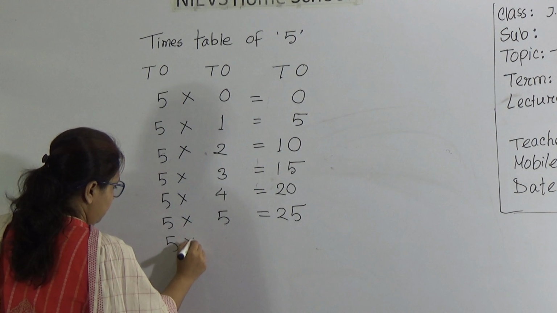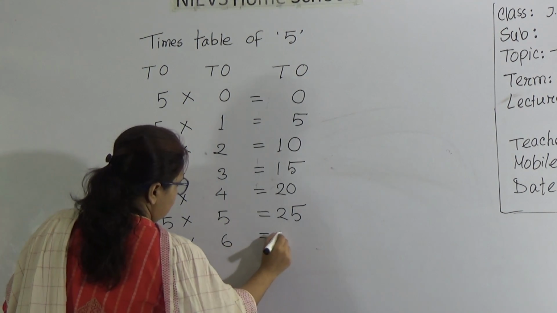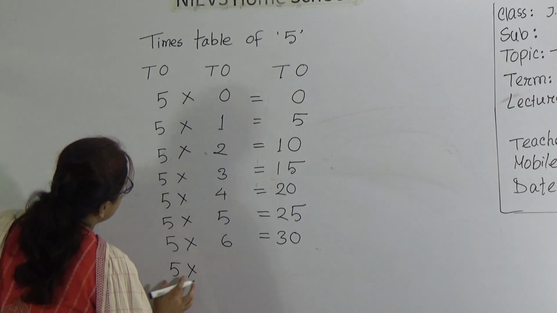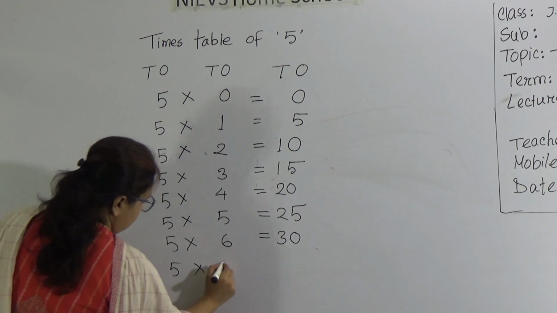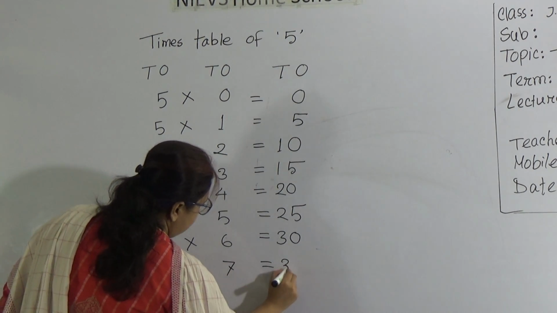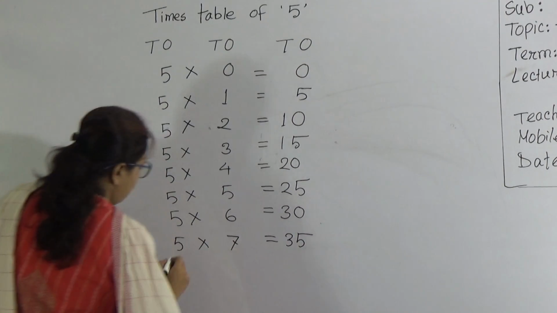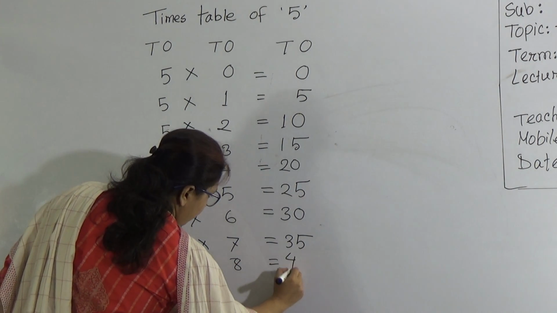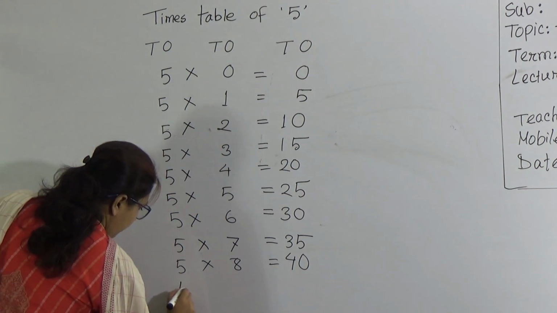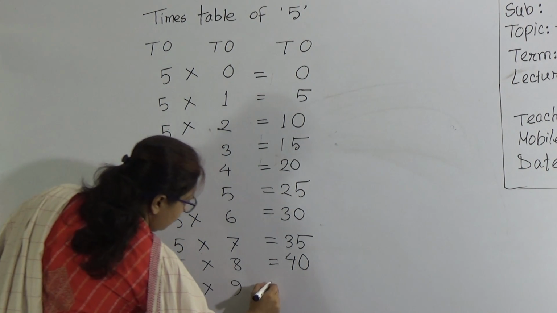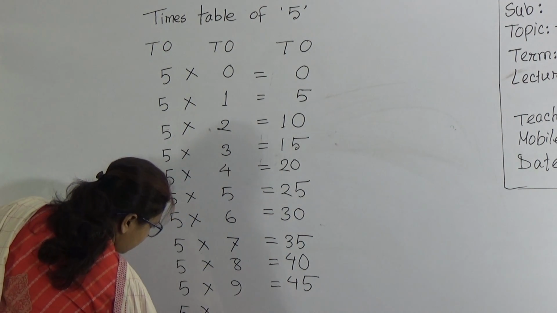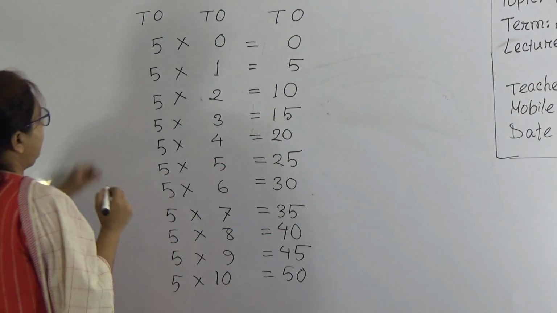5 sixes are 30. 5 sevens are 35. 5 eights are 40. 5 nines are 45 and 5 tens are 50. Okay.